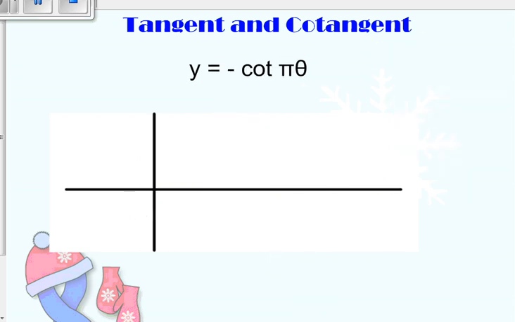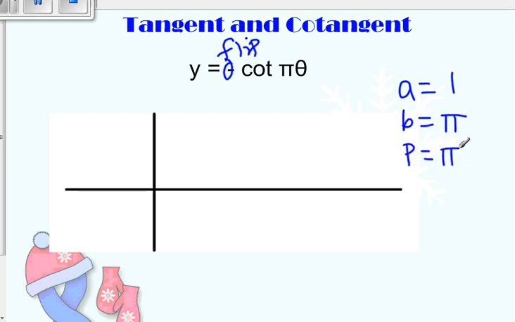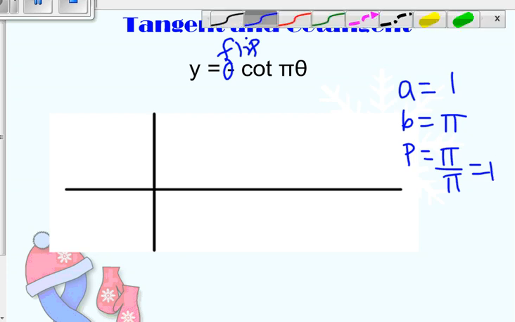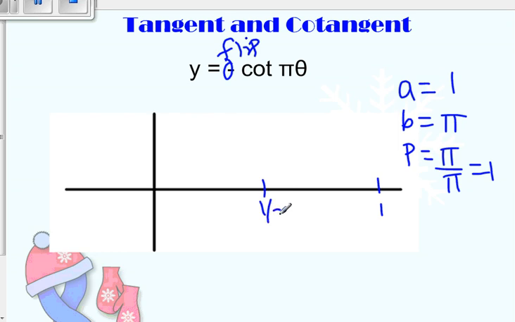All right, one last one. We've got negative cotangent. So our A value is not negative 1 because it's absolute value. So it's positive 1. But the negative tells us to flip. And then our B value is pi. So our period is pi divided by pi, or 1. So that means we've got 1 out here, 1/2 in the middle. 1/2 of 1/2 is 1/4. So 1/4, 2/4, and 3/4. Our amplitude was 1 and negative 1.